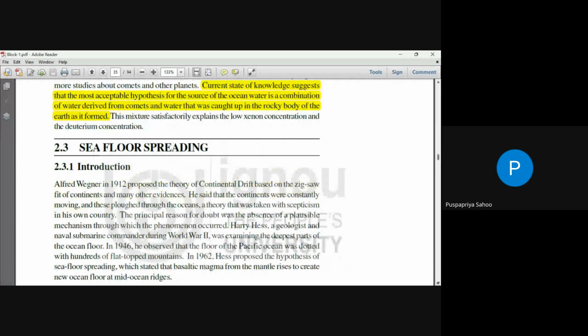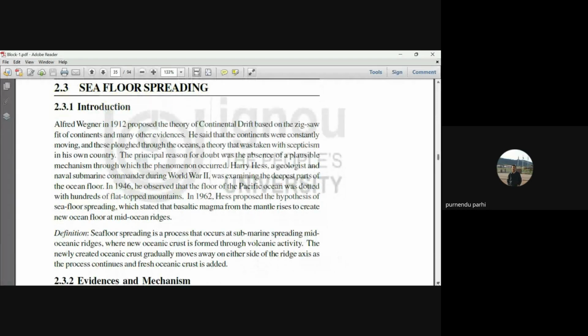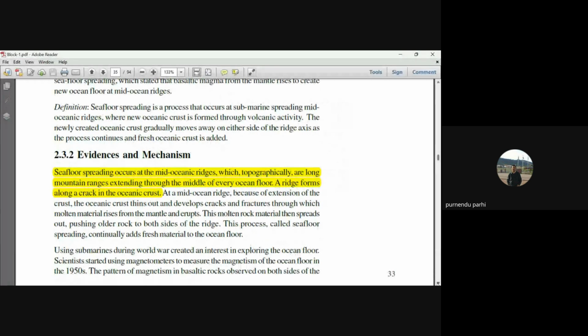Sea floor spreading, evidence and mechanism. Floor spreading occurs at the mid-oceanic ridges, which topographically are long mountain ranges extending through the middle of every ocean floor. A ridge forms along a crack in the oceanic crust.